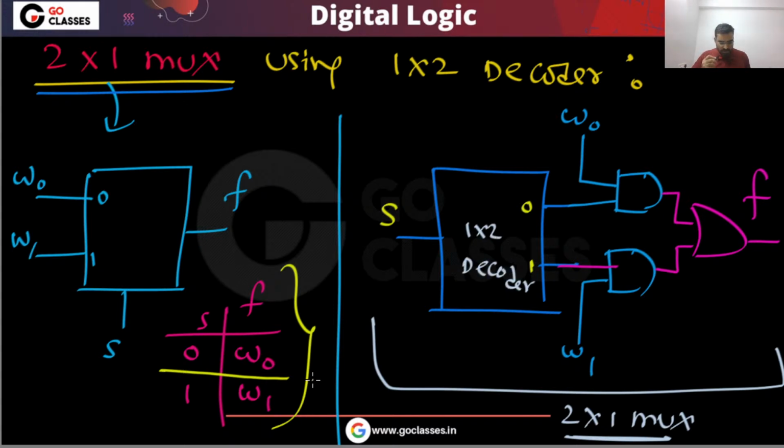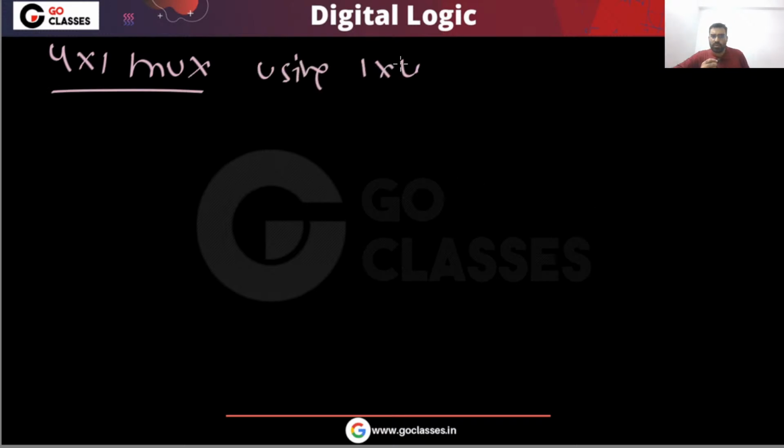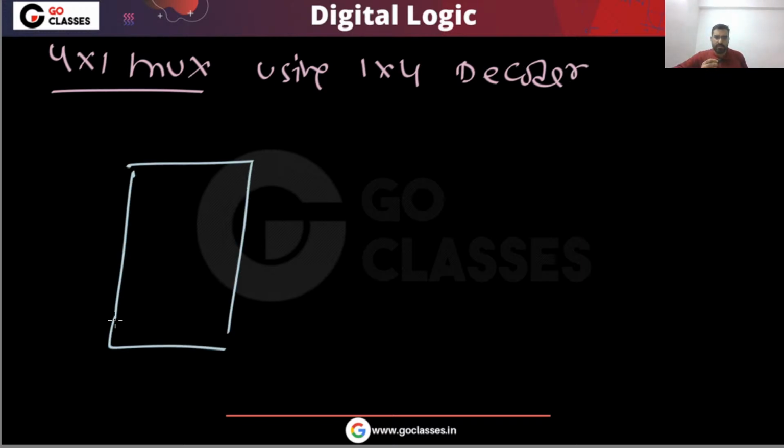Is this understood? Does anyone have any doubt in this? Very simple, quite simple implementation. If you have any decoder, for example, let us assume you want to create a 4 by 1 mux using a 2 by 4 decoder. So you have this decoder.